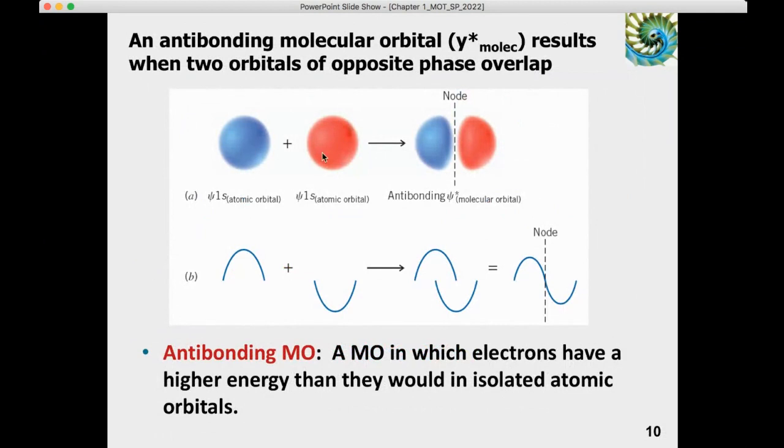And the combination of two 1s orbitals when they are out of phase will lead to an area in which both wave functions cancel out. So that means the wave function value is zero, an area with zero electron density, right? That's a node, that's another plane. So that's an anti-bonding orbital, okay? So that's how we combine 1s orbitals.